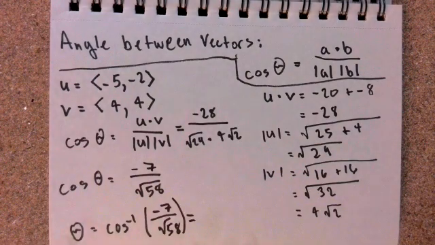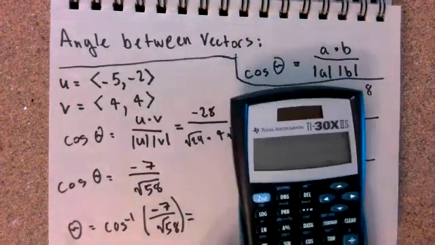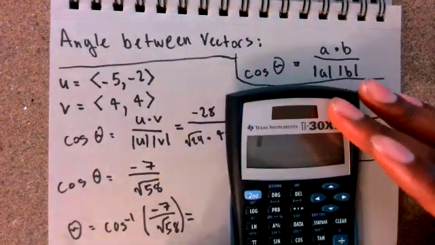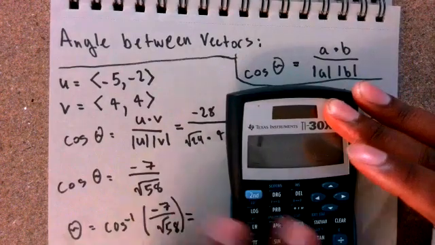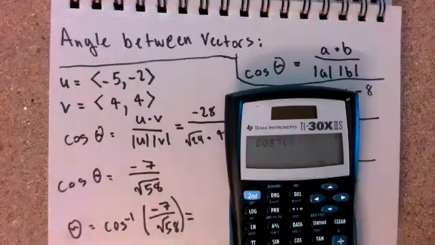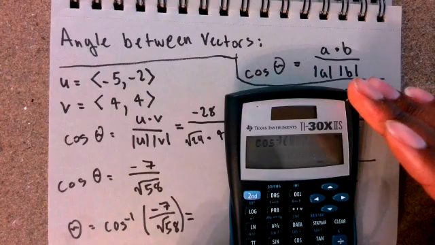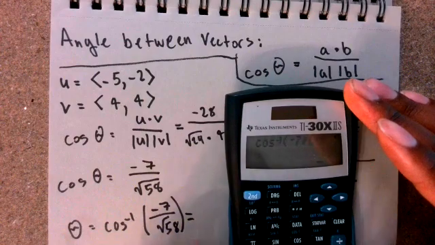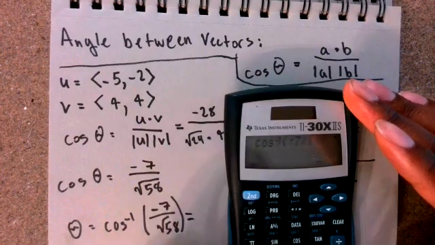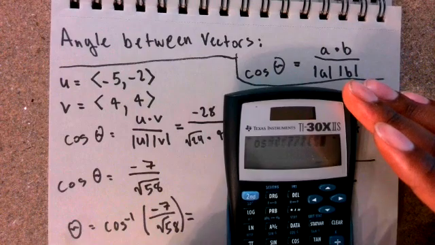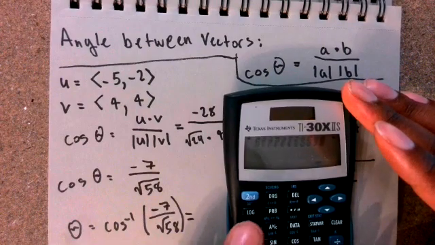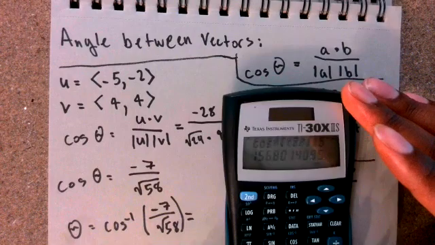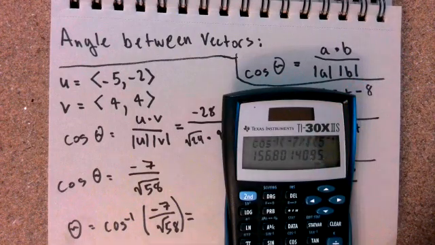So we use our calculator here. And using our calculator, we can determine, so let's see. We want to hit second, then we're going to get a cosine inverse, right? And this is going to be -7 over the square root of 58, giving us 156.8.